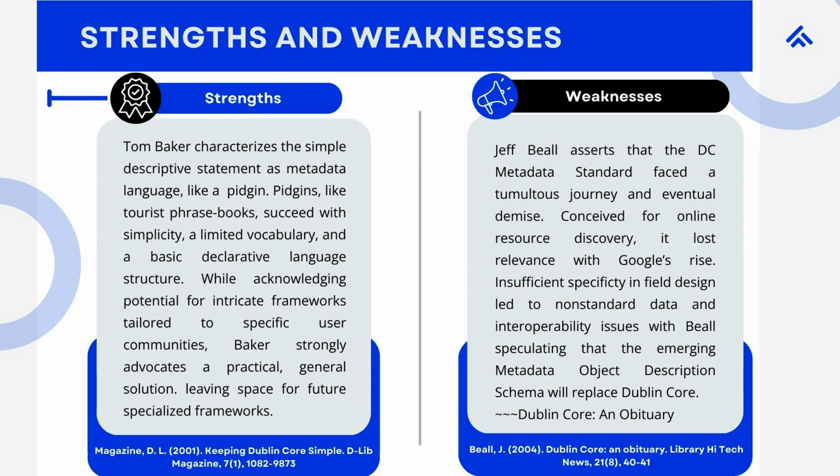So just what are the strengths and weaknesses of the Dublin Core? Tom Baker characterizes the Dublin Core as a very descriptive, straightforward, simple metadata language similar to that of a pidgin. A pidgin is that tourist phrase book, and its success is in its simplicity because it has a limited vocabulary and a very basic declarative language structure. While he acknowledges that there is potential for more intricate frameworks tailored to a more specific user community, he states the reason the Dublin Core thrives is because of its simplicity.